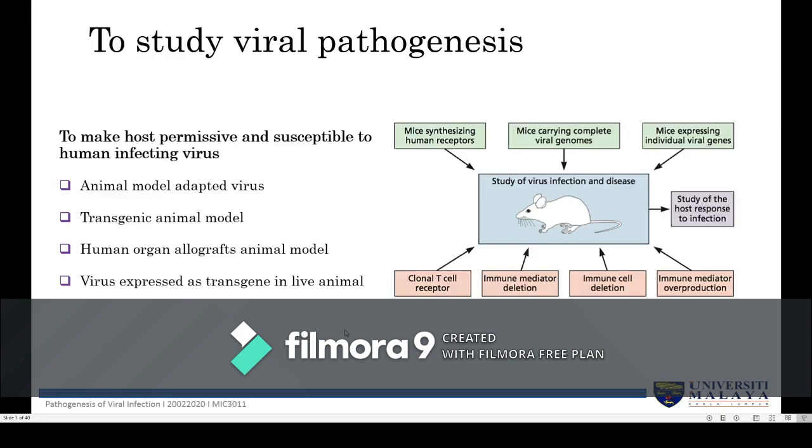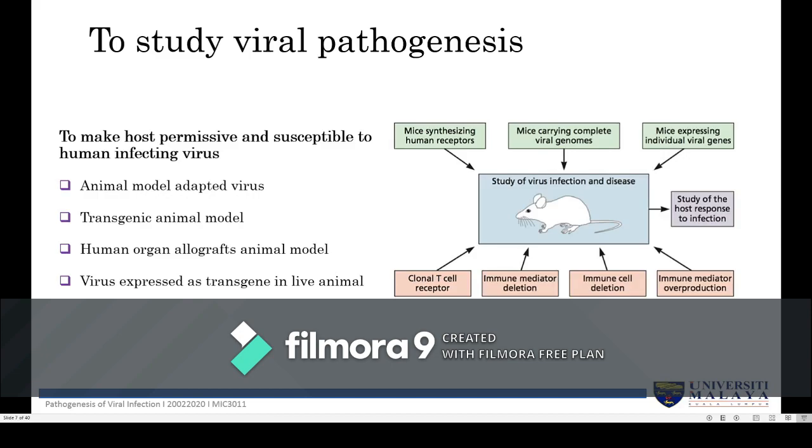Alright, and then the second one is transgenic animal models. As you can see here, transgenic animal models means they add foreign genetic information into the animal models. So, for example, they develop mice synthesizing human receptors. So they add the foreign genes of the human receptors into the mice, and then the mice can now express the human receptor. Yeah? And some of it causes the mice to carry the complete viral genomes, and some causes the mice to express individual viral genes.